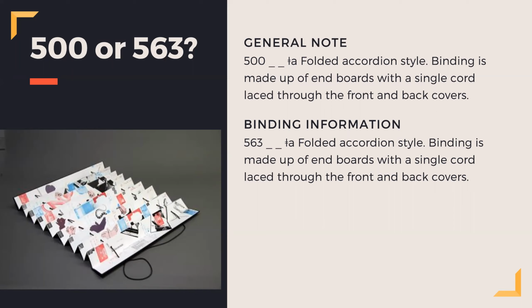or 563 note. What it came down to for me was that the item wasn't antiquarian and only 500s were made. However, you could have chosen to include this information in the 563 field. I put the example of both options on the slide for reference. 500, both indicators blank, subfield A, folded accordion style. Binding is made up of end boards with a single cord laced through the front and back covers. The 563 will be coded the same way with the same information.